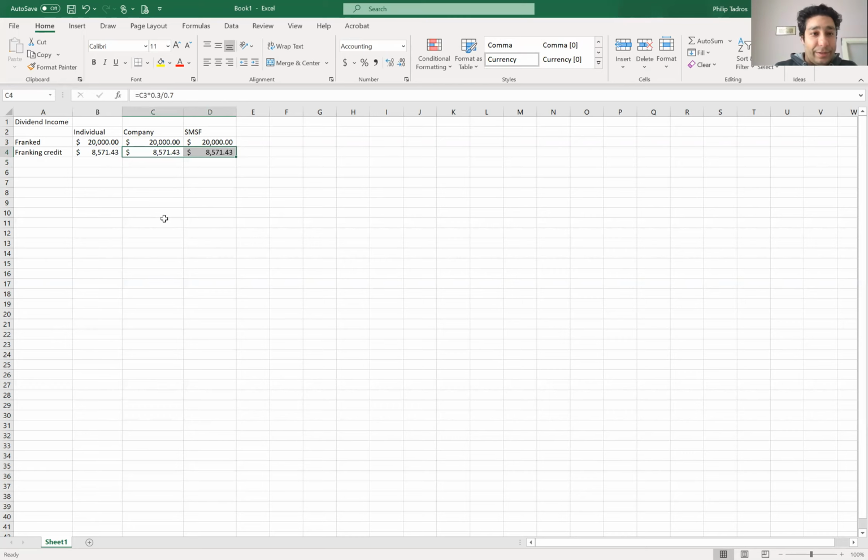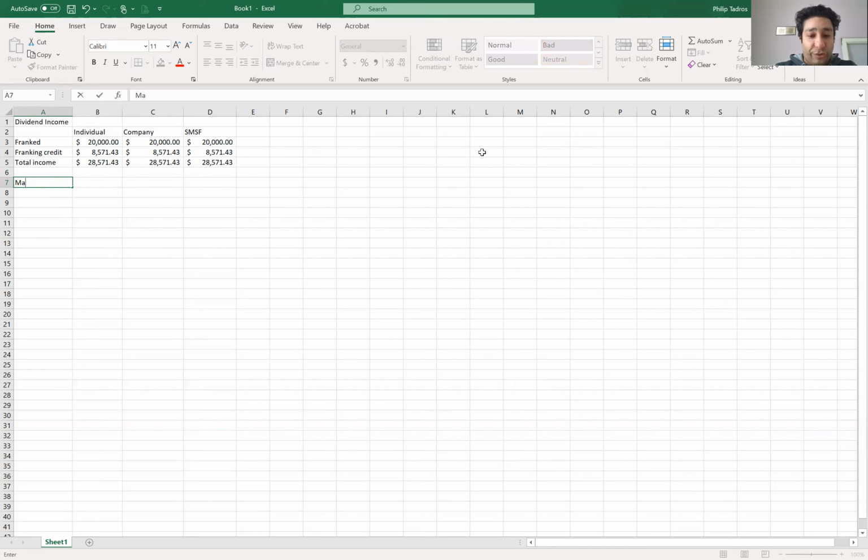8,571. Now, that franking credit is available to all its shareholders, which means your total income is the sum of those two. Okay, so you're left with a total income of $28,571. Now, we're going to make an assumption that this is the only income that each of these three shareholders receive: individual, a company, and a SMSF.